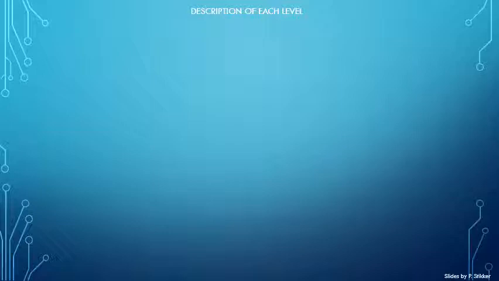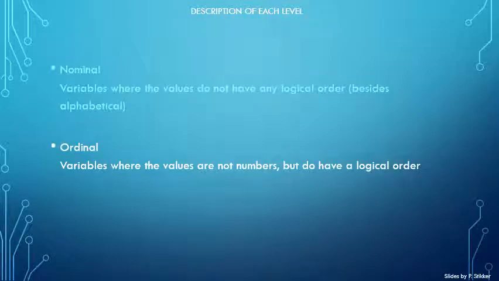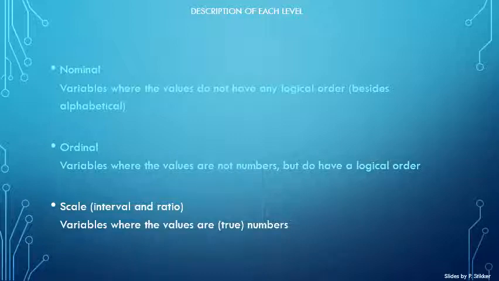Let's begin with a quick description of each of the 3 measurement levels. The first one is nominal, which I personally remember has "no" in it because there's no particular order, besides perhaps alphabetical. The second level is ordinal, where the values do actually have a logical order but aren't numbers. Note that it has a bit of "order" in the name of it. And then the last one would be the scale, which is actually if you have true numbers. Now, with true numbers, I mean something that's really intended as a number. So not, for example, the numbers of a zip code.